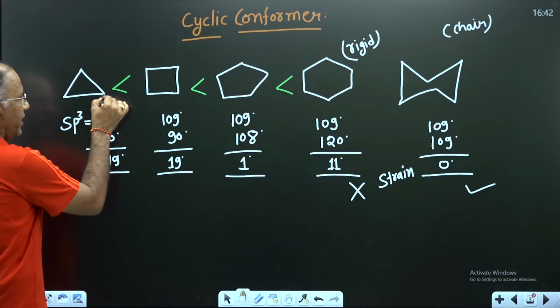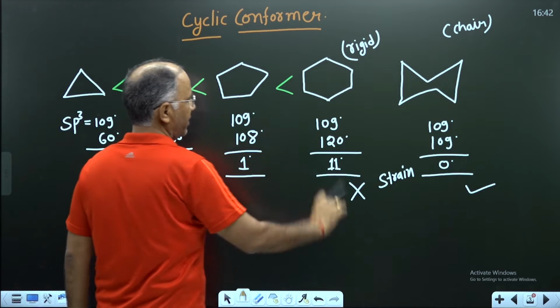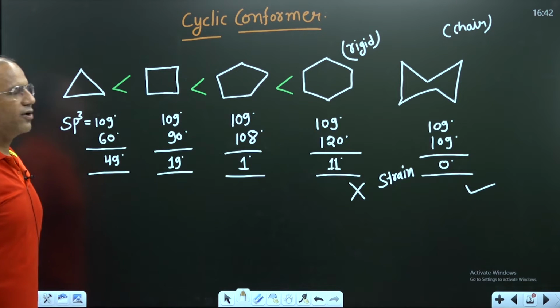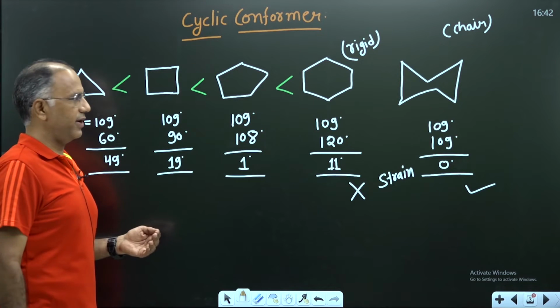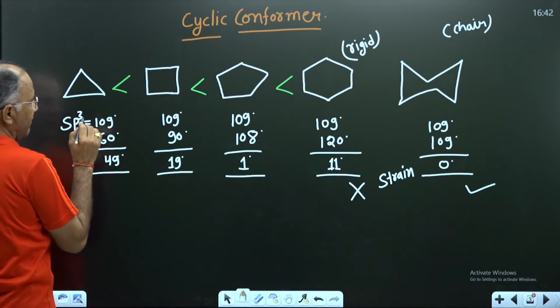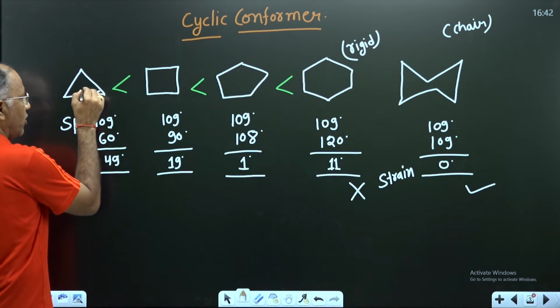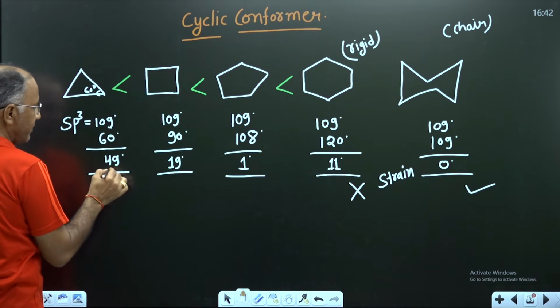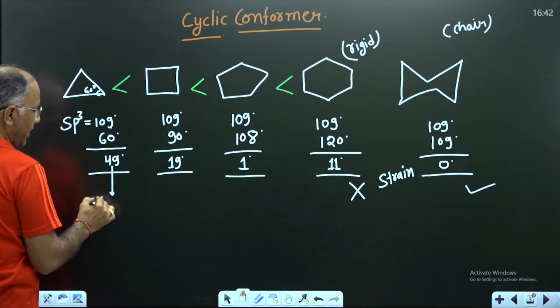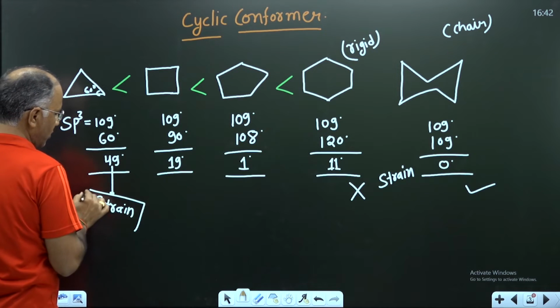This is a 3-member ring, this is a 4-member ring, 5-member ring and 6-member ring. Now we have to determine which one is the most stable ring. The hybridization of this carbon is sp3. This means the bond angle must be 109 degrees, but we know that the bond angle is 60 degrees. This means cyclopropane has a strain of 49 degrees.